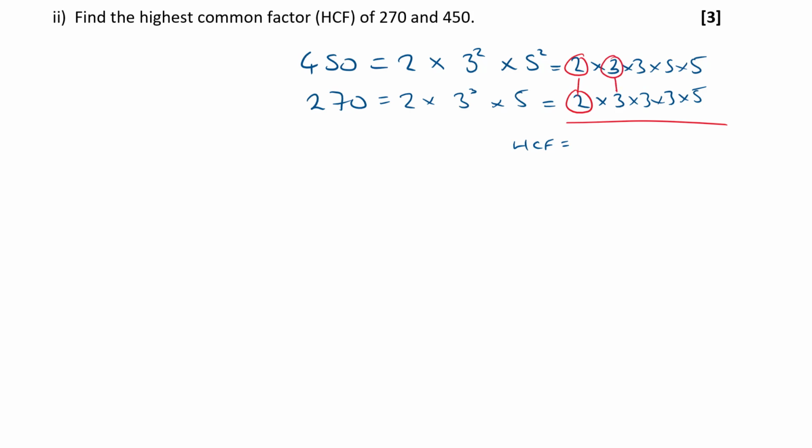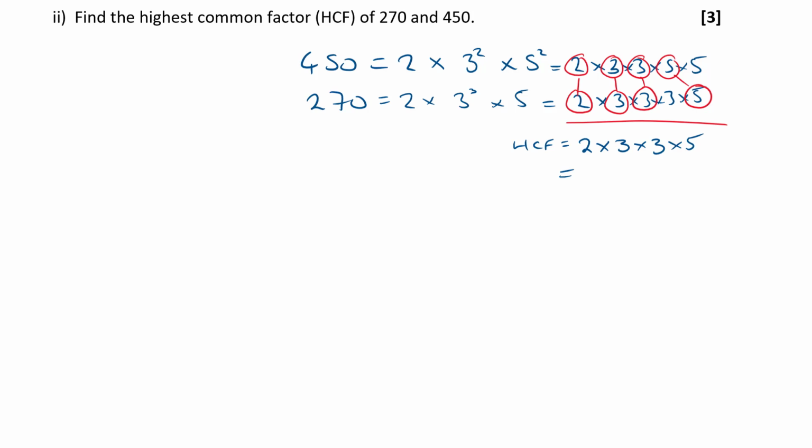I've got a 3 here that matches with a 3. I've got another 3 that matches with a 3. I've got a 3 on its own, nothing to match it with, and I've got a 5 that matches up with a 5, and I've got a 5 on its own that I can't do anything with. So all the ones I ringed are going to be part of the HCF, which is 2 times 3 times 3 times 5. Okay, so that's how you do it with the product of prime factors.